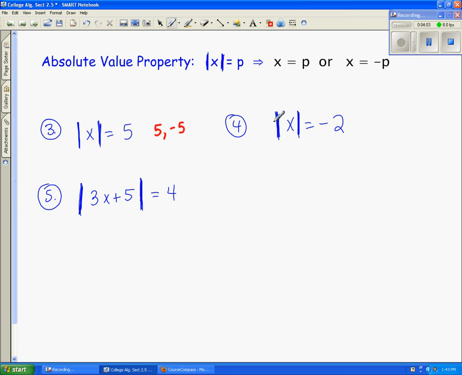And also, likewise, since absolute value is talking about distance, it cannot be a negative. Because of this negative value, absolute value cannot be negative. This is a no solution.